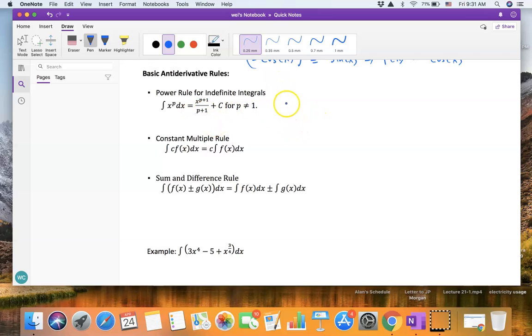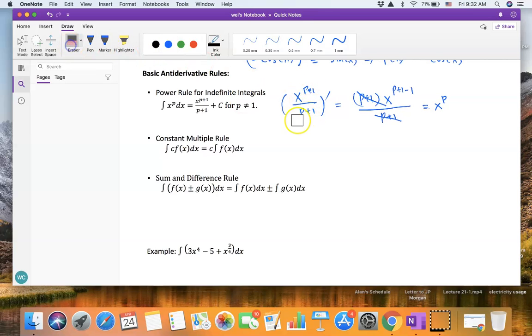Why? Because when we take the derivative of this function using the power rule of derivative, we will get p plus 1 times x to the power of p plus 1 minus 1 over p plus 1. Now the p plus 1 and the p plus 1 cancel out. The exponent is p, right? So that's why the antiderivative of the function x to the p is x to the power of p plus 1 over p plus 1. Okay.